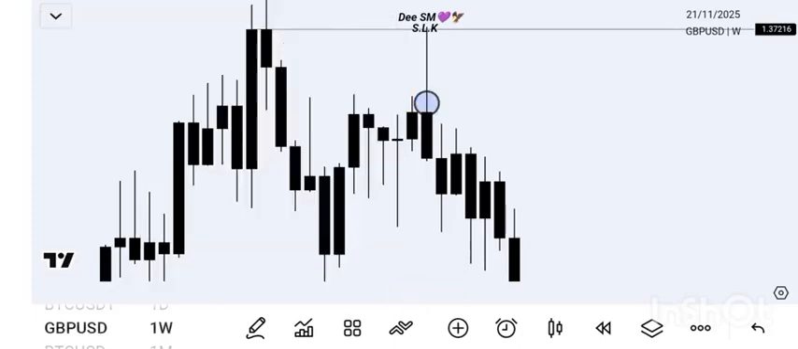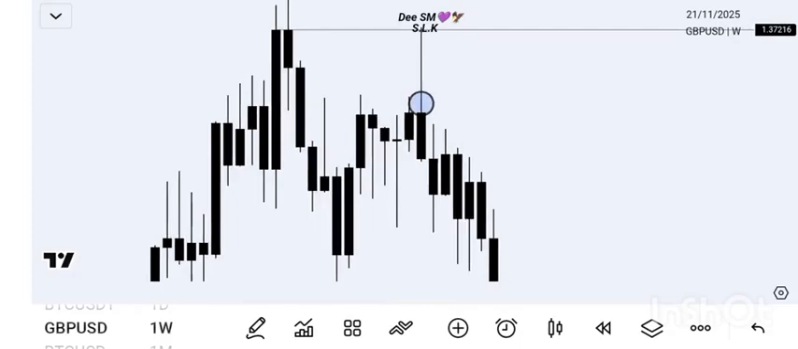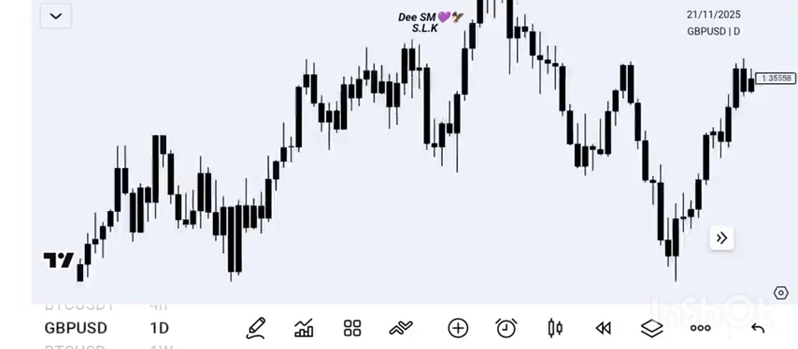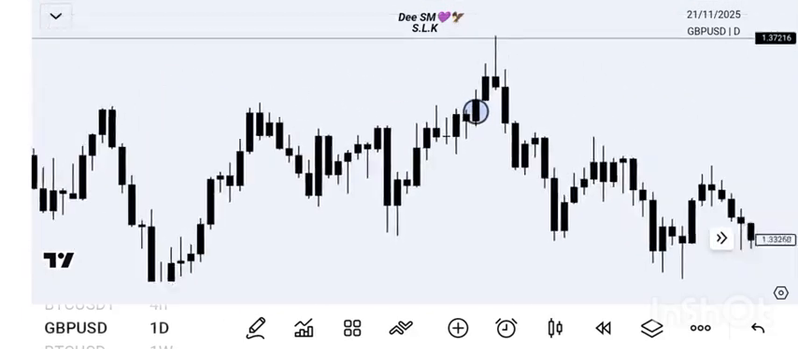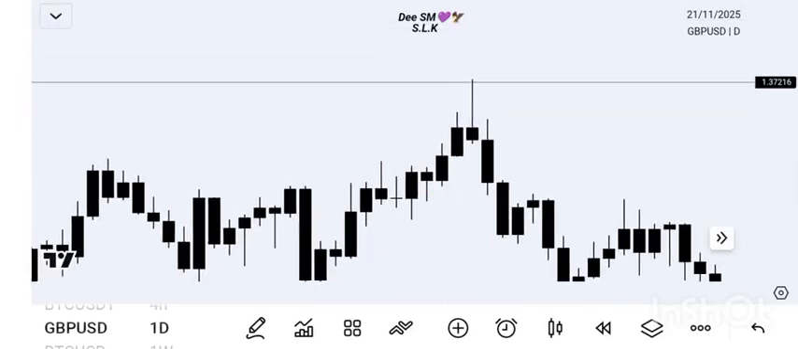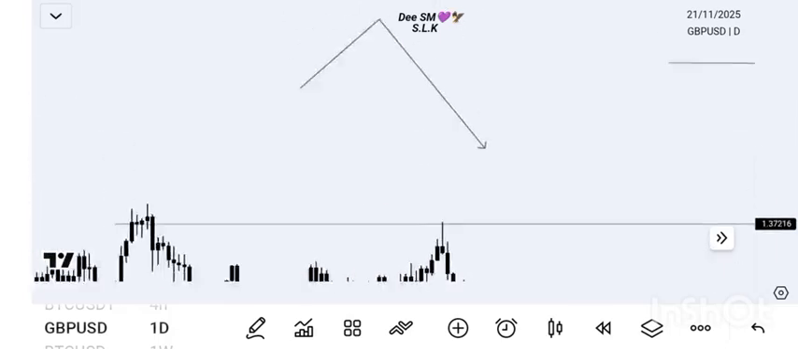So like this. I said you will now go to your daily time frame. We are done with the weekly. On the daily time frame, we need daily to give us a confirmation. And what did I say we should look for on the daily? I said a liquidity sweep and a break of structure.